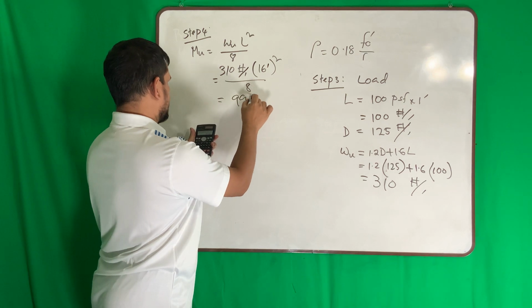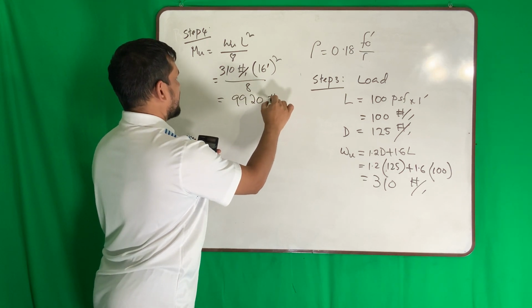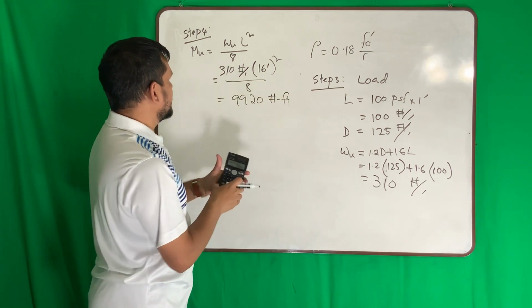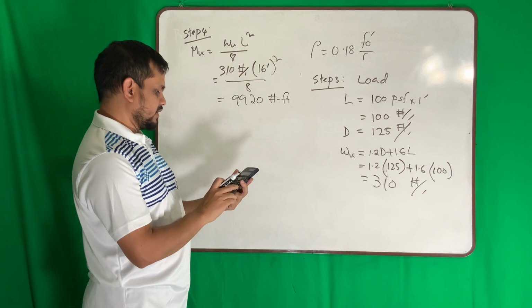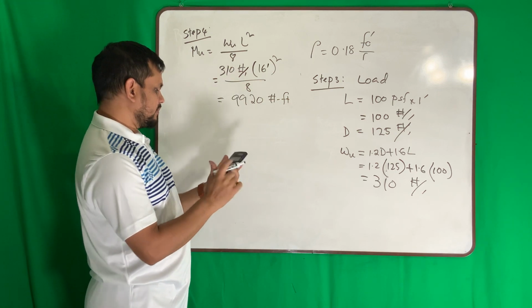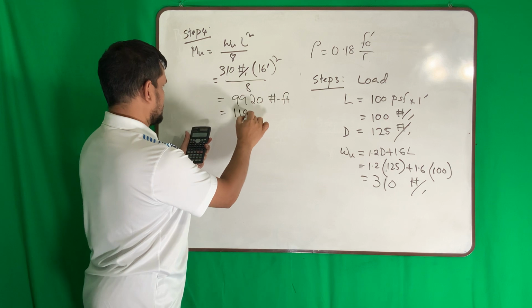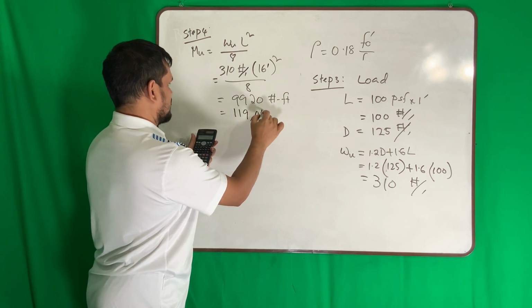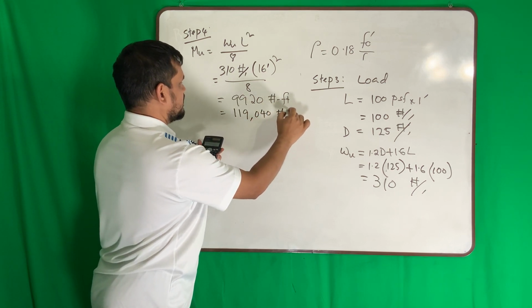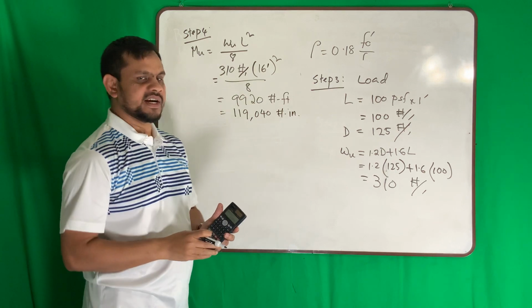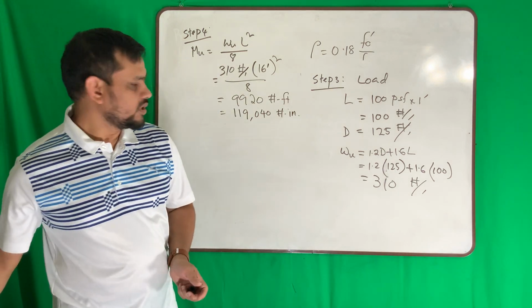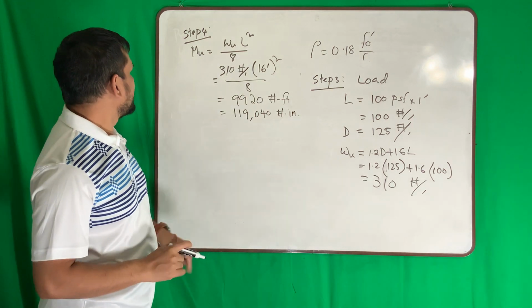I got 9920 pound feet. It was pound, it was in feet. If you multiply by 12, 119,040 pound inch. So we got our moment.